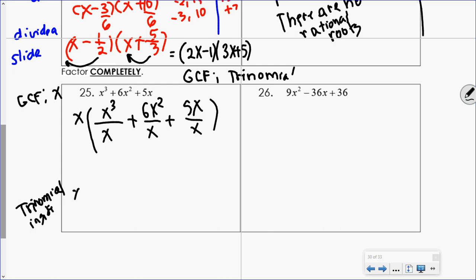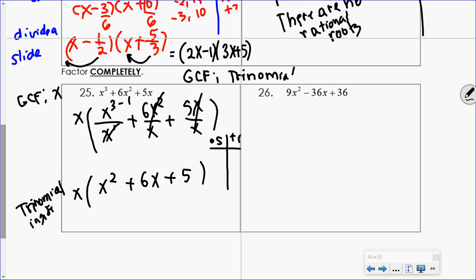So we get x times x cubed over x to the 1 gives me x squared, plus 6x squared divided by x is x, plus 5. Those x's cancel. Now inside I have two numbers that multiply to 5 and add up to 6. Both of my numbers are positive. So 1 and 5 equals 6. So this becomes x times the quantity of x plus 1 times the quantity of x plus 5.